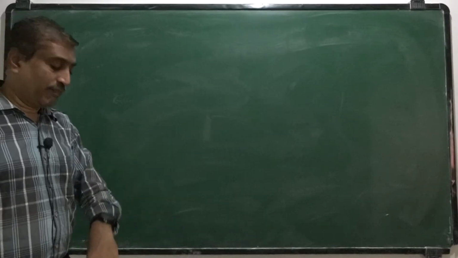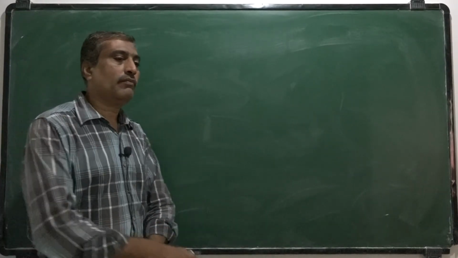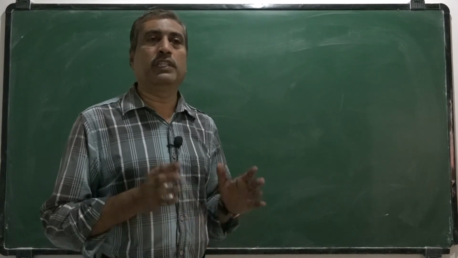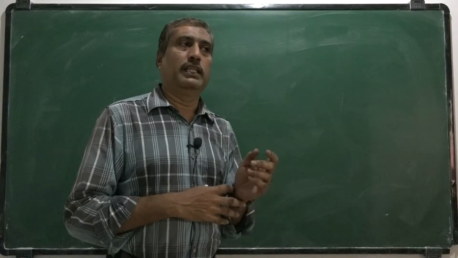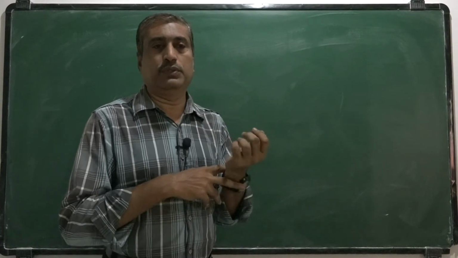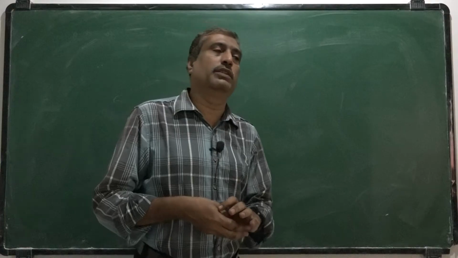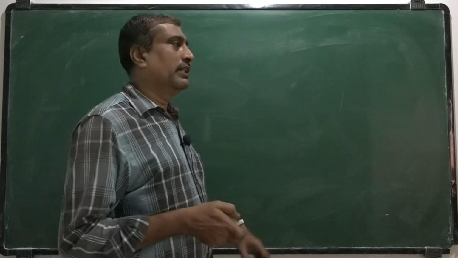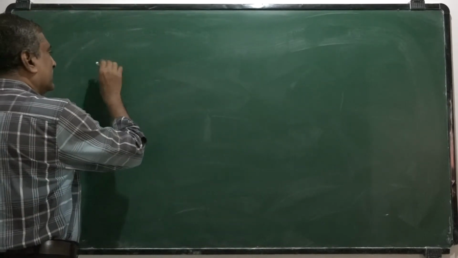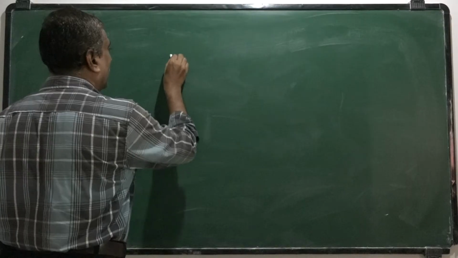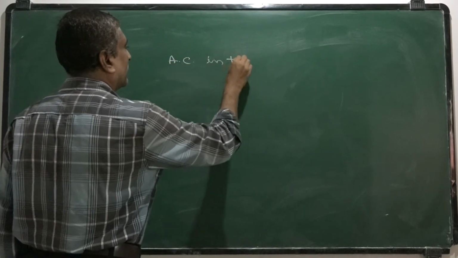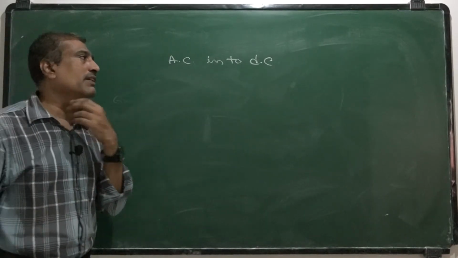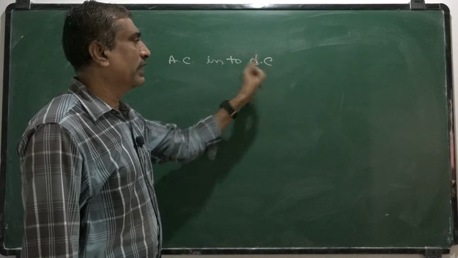Now in this class we discuss the application of the PN junction diode. The main application of the PN junction diode is as a rectifier. What is meant by rectification? Rectification is the process of converting alternating current into direct current.